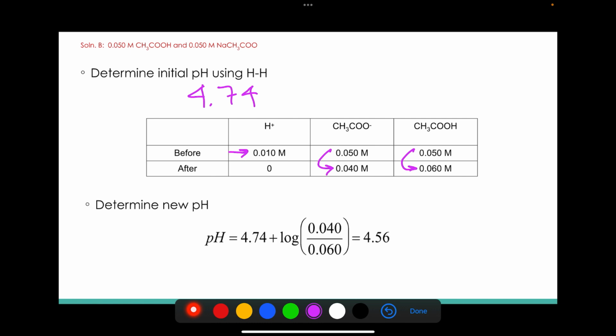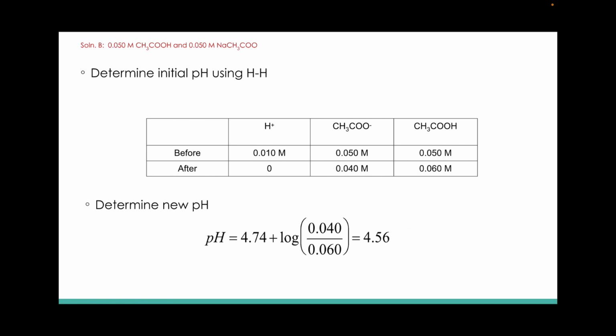Plugging that into the Henderson-Hasselbalch equation, we see that we do get a significant change in pH value. So this should illustrate the point that the larger the magnitude of weak acid and conjugate base in the buffer system, the larger the buffer capacity, or the more able the system is to resist changes in pH when small amounts of acid and base are added.